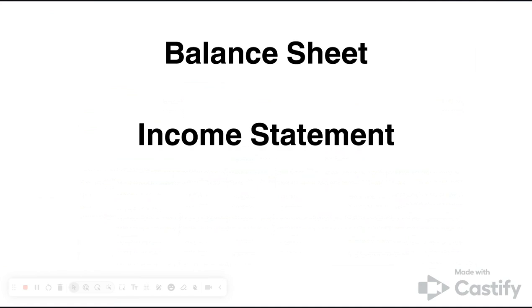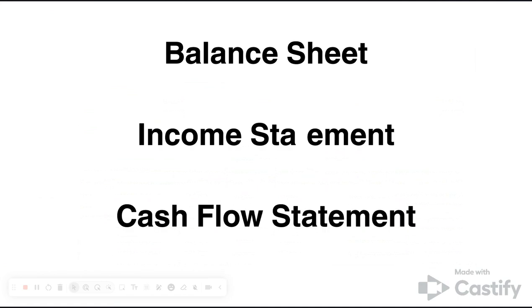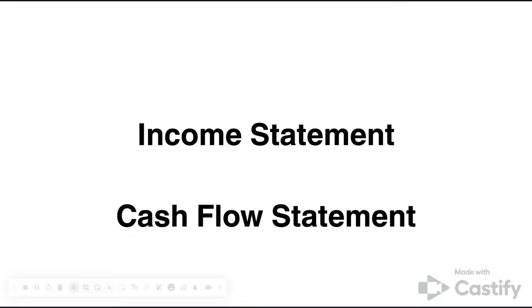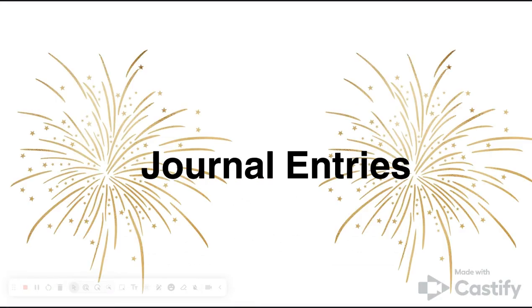In previous videos, we've talked about the balance sheet, the income statement, and the cash flow statement. But where do these numbers come from? The answer is journal entries. Think of journal entries as an accountant's way of keeping score. Every transaction gets recorded so businesses know exactly what's happening with their money.